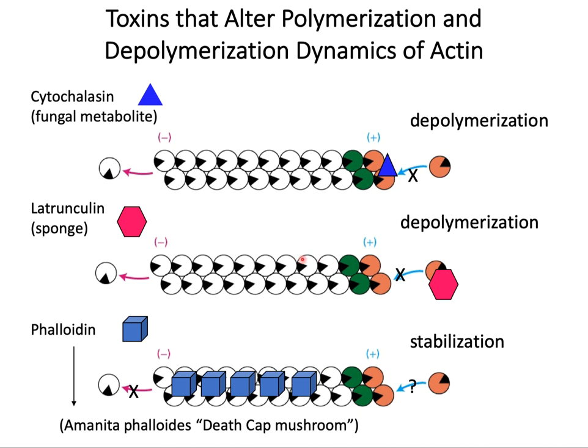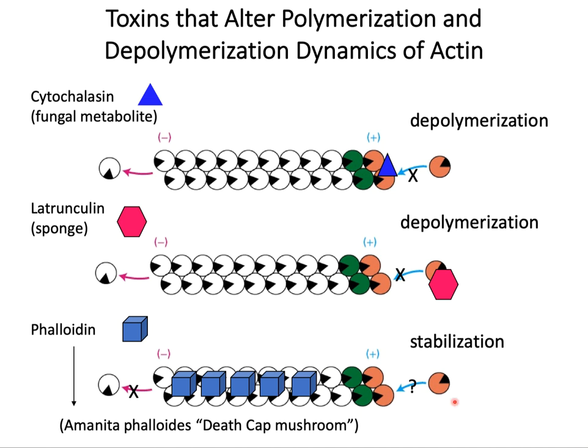What latrunculin does is it binds to actin monomers, so it is not binding to the filament. It binds to the monomers and sequesters them to prevent them from being added to the plus end. So if you add enough latrunculin, you can bind up all the monomers in the cell, so you no longer get addition at the plus end because there are no monomers to add. You still get loss from the minus end. So eventually you get depolymerization of the filament.